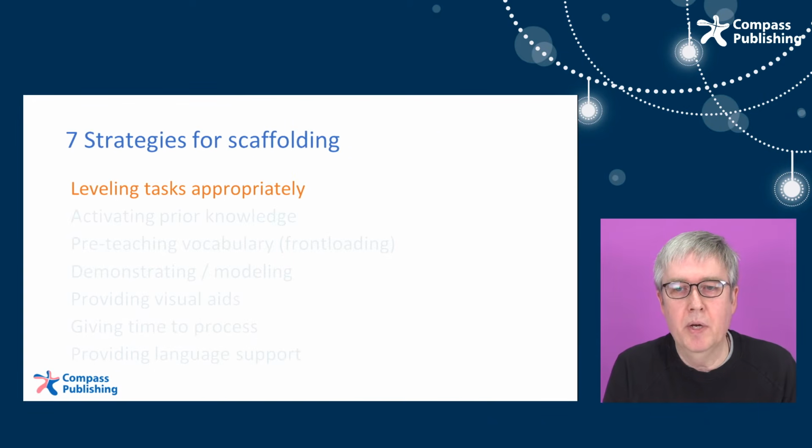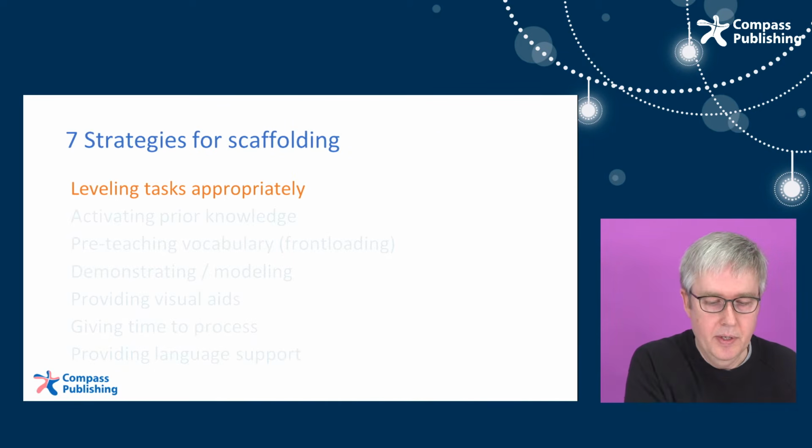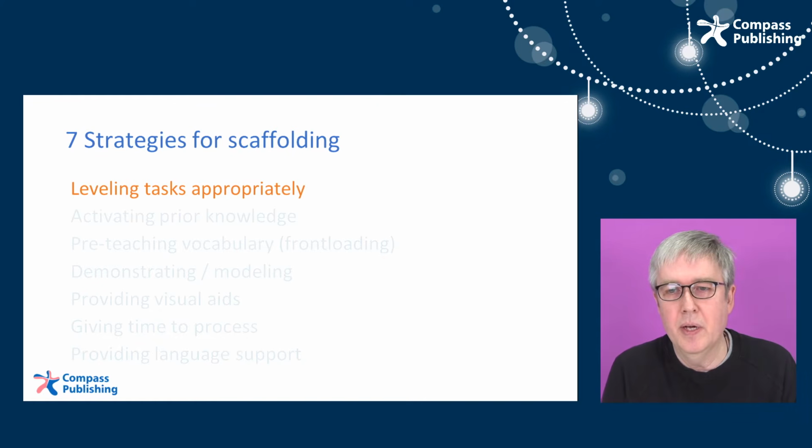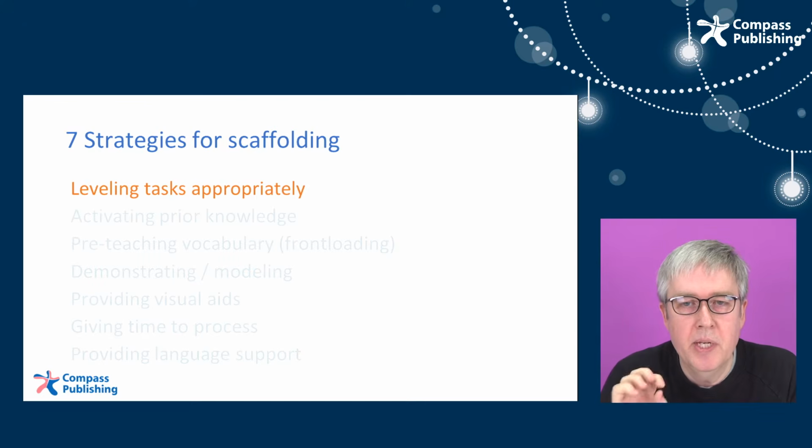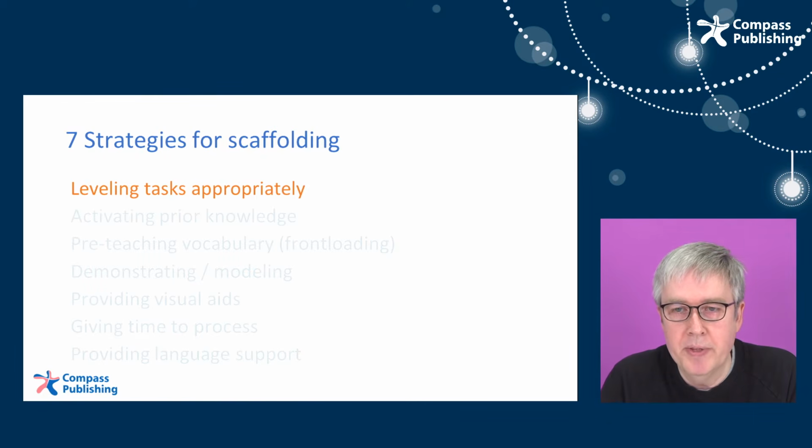So I'm going to talk about 7 strategies altogether. Don't worry, they're all very simple. So we'll just take them each individually, and then we'll do a little bit of review at the end. So the first strategy for scaffolding is selecting the right kind of tasks, leveling tasks appropriately.